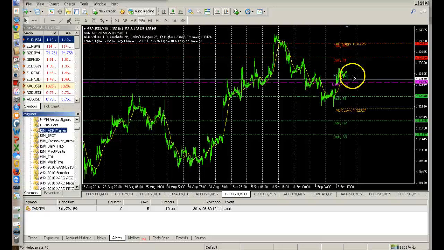Right now it's in mid-range. This would be a good selling point right here. I would love to sell right here. This would be good. I feel very confident about this trade.